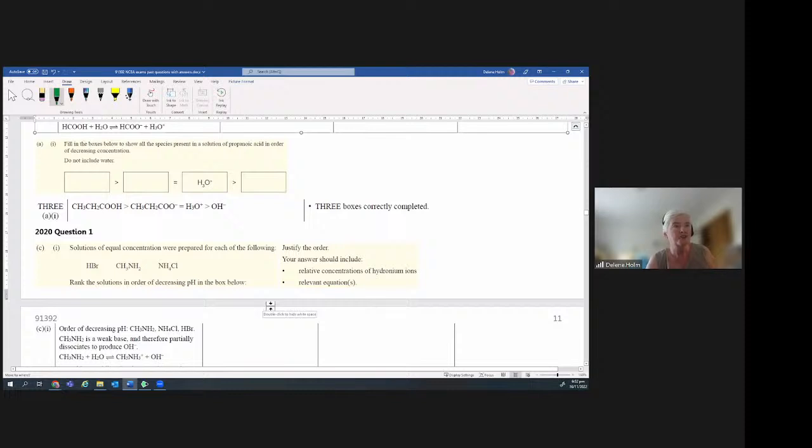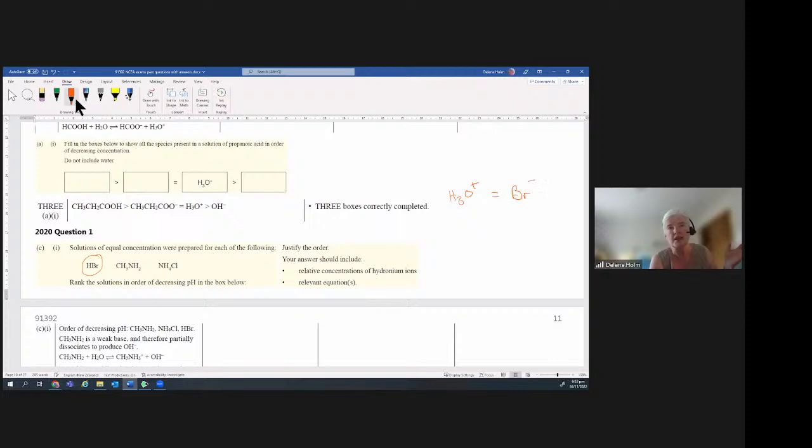Other times they might just simply say, solutions of equal concentration were prepared. Rank the solutions in order of decreasing pH in the box below. So I've just left out the box. And then you've got to justify it. So if we just take, say, this one, remember that was one of the list. You should recognize it is a strong acid. So a strong acid dissociates completely, which means there's no HBr left. You always tend to leave out water. So basically all what you've got is H3O+, which is equal to the bromide.